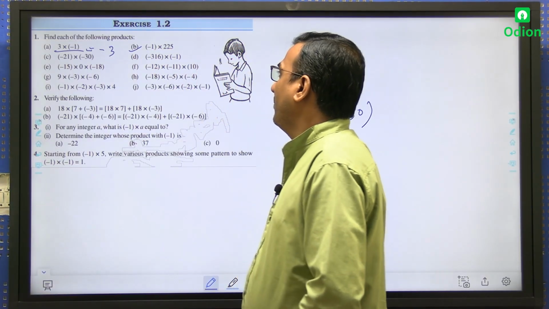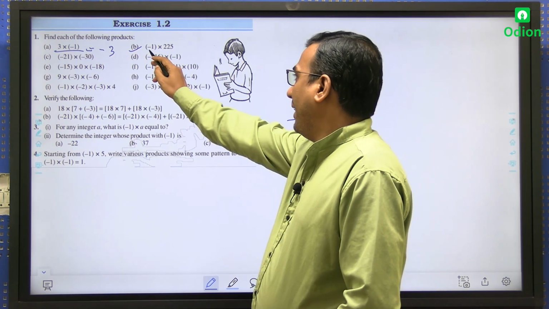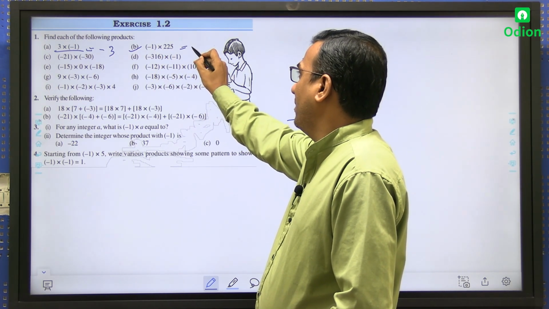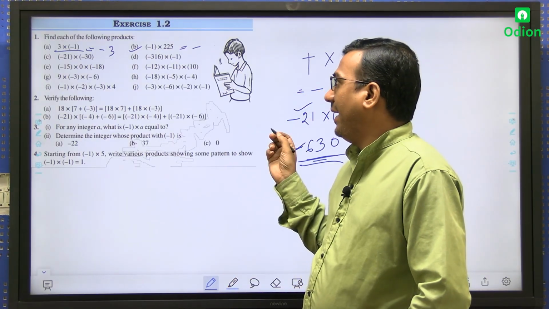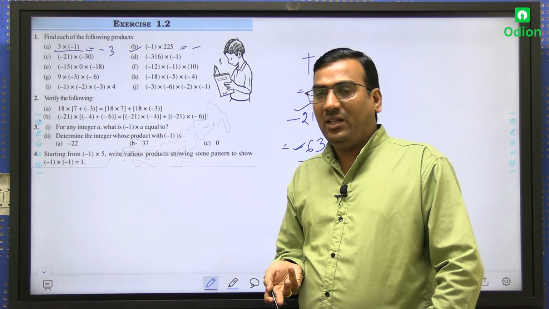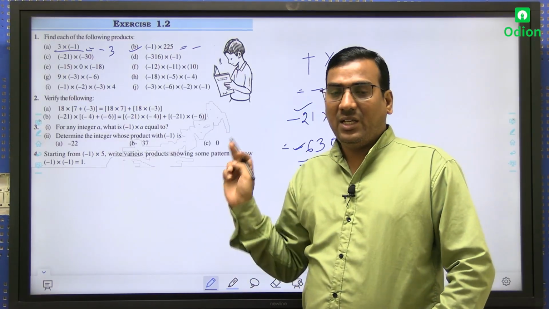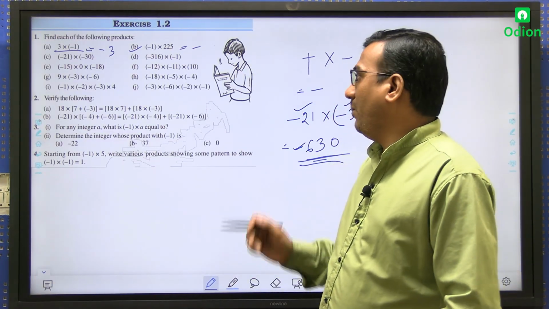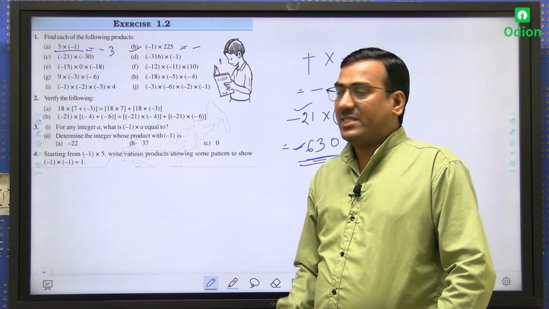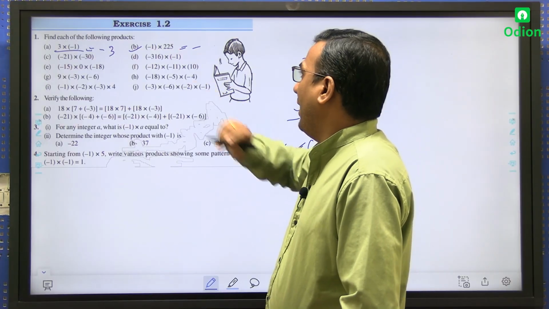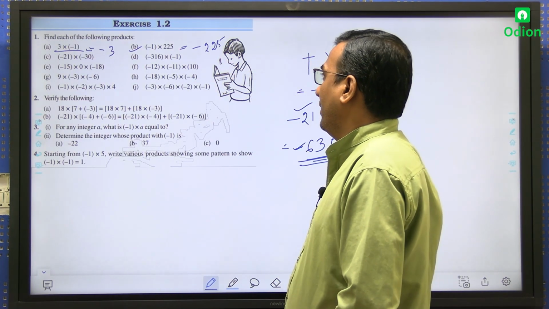Okay, B: -1 times 25 multiplied with 25. Minus symbol, plus symbol, the answer is minus. Whatever digit is multiplied with 1, the answer will be the number itself. Already we have discussed it in the property of multiplication. It is the multiplicative identity. As I already discussed, 25 into -1, the answer is 25.